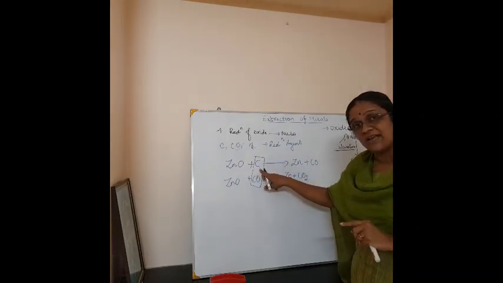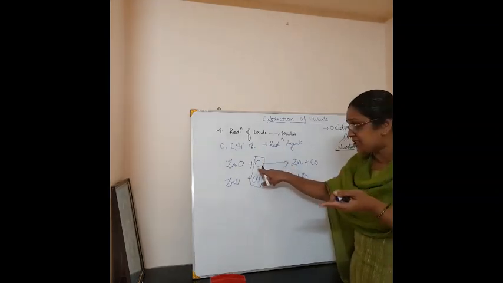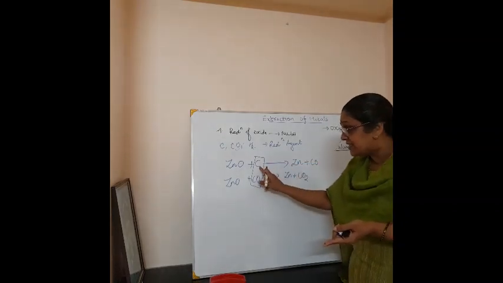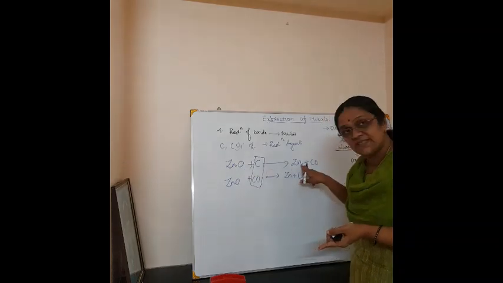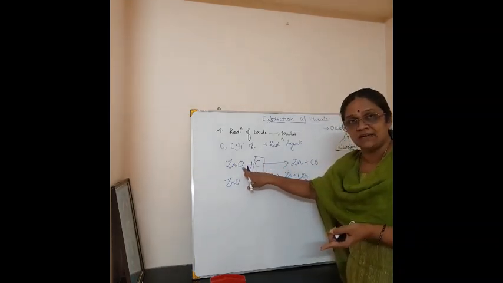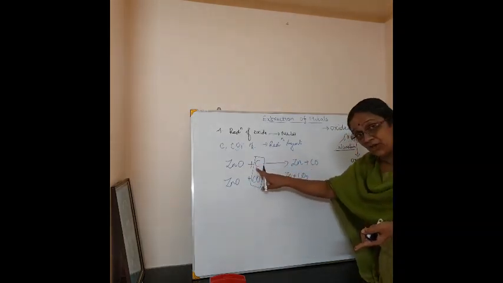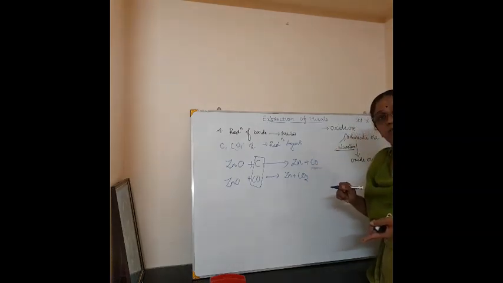Why do you call carbon a reducing agent? It helps in reduction. Reduction means what? Reduction means pulling the oxygen, taking the oxygen, removal of oxygen. This carbon helps in removing the oxygen of this zinc oxide to give zinc. That is why carbon is called a reducing agent. And itself getting oxidized. See, the carbon, the reducing agent, itself is getting oxidized to what? Carbon monoxide or carbon dioxide.